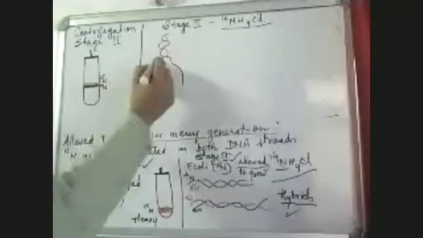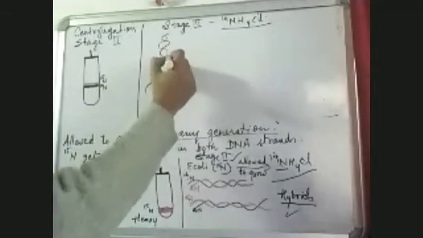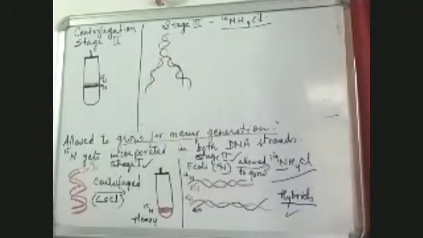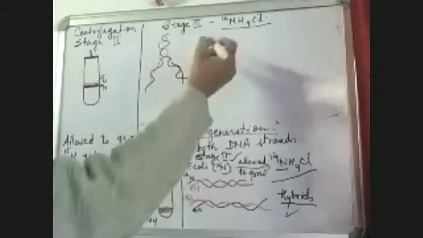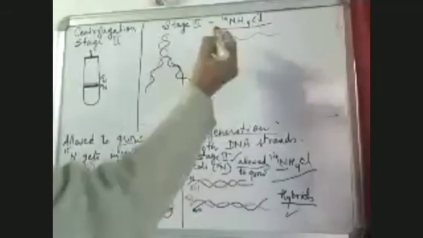Then when it was cultured in N14, again the new strand formed will be N14. This is the new strand formed, N14. So this is what they got. That means ultimately two strands out of this will be formed, two strands out of this will be formed. So what they got, this is one strand with one black.